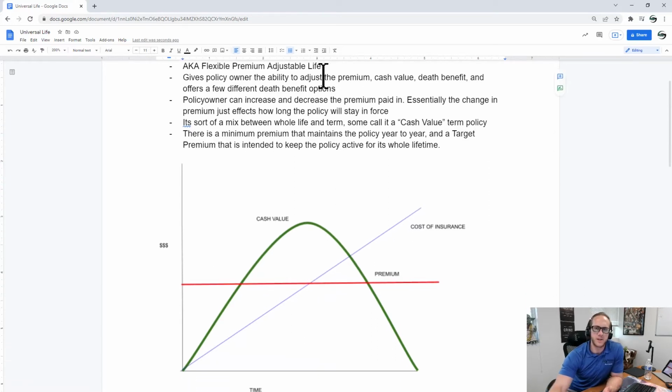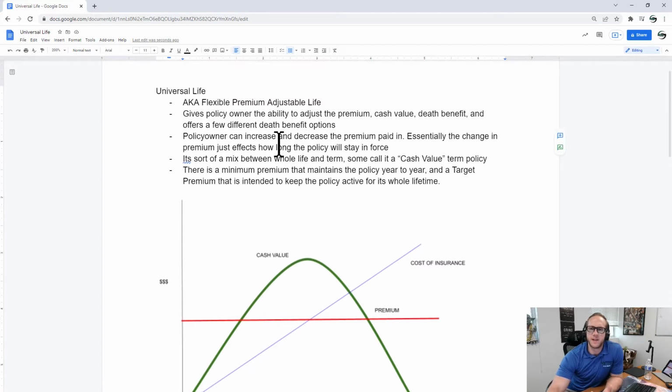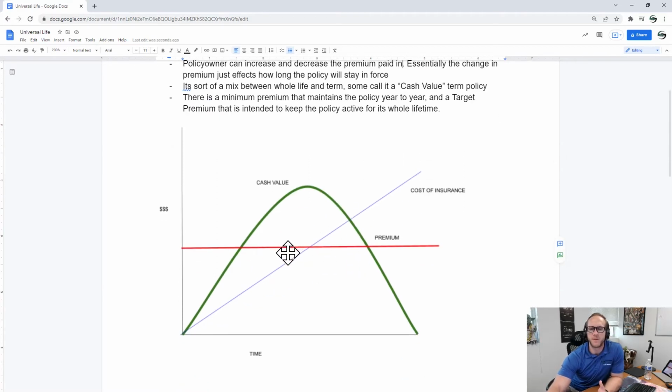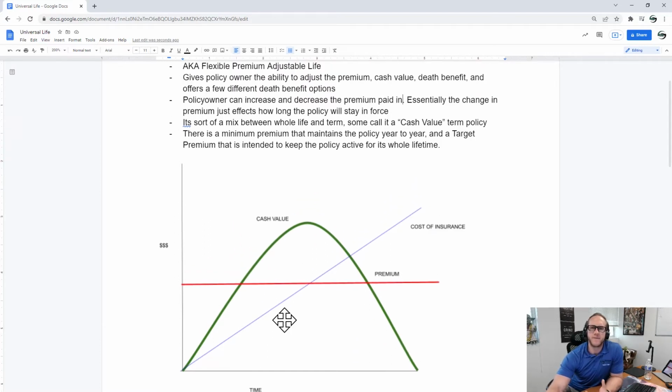When I started in the industry, the guy who taught us about it called it a cash value term policy. There's a minimum premium in a universal life that maintains the policy year to year, and a target premium that's intended to keep the policy active for its entire lifetime. I'm going to show you exactly what I mean. This is a rough graph of a universal life example, showing how the cash value, the premium, and the cost of insurance inside affect it.